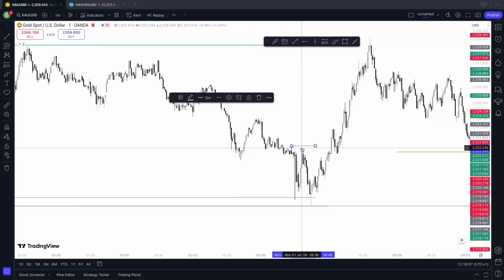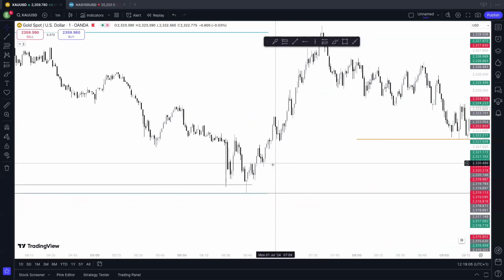All right, as you can see here, we came up here, we failed to break above it, and we proceeded to come down and sweep it one more time. So I deleted this off my chart. Where's my breaker structure now?